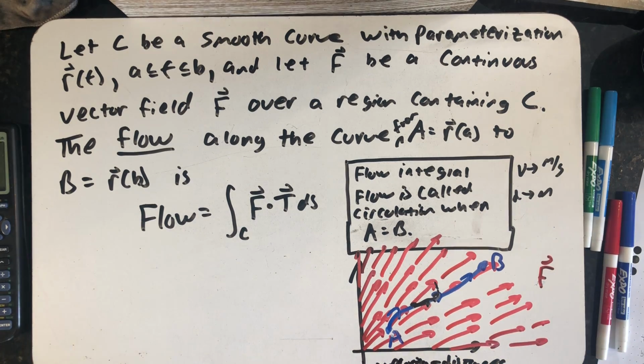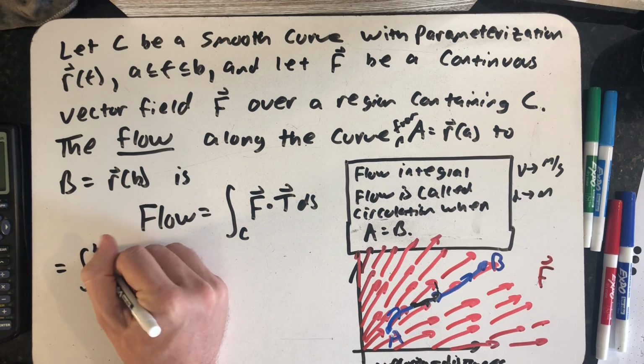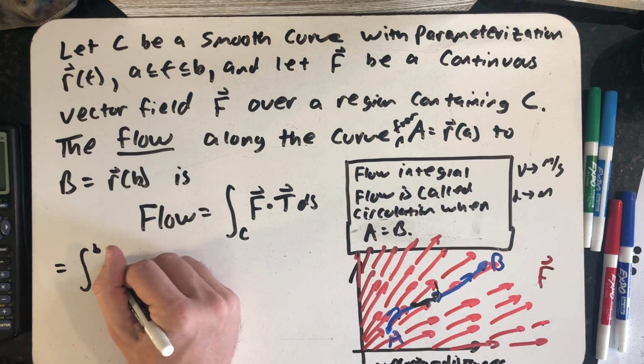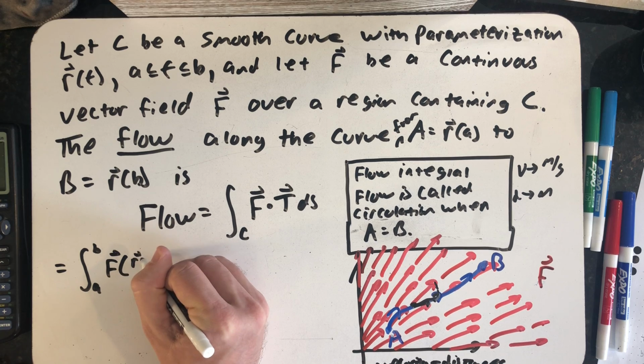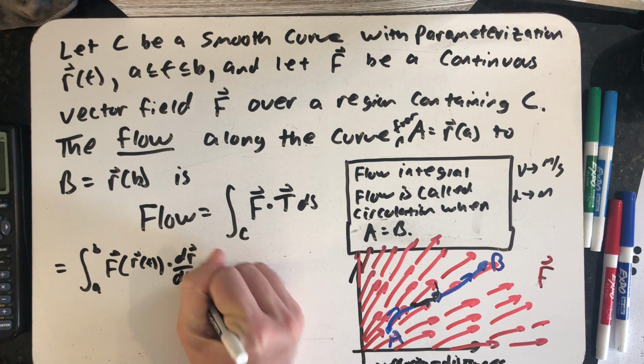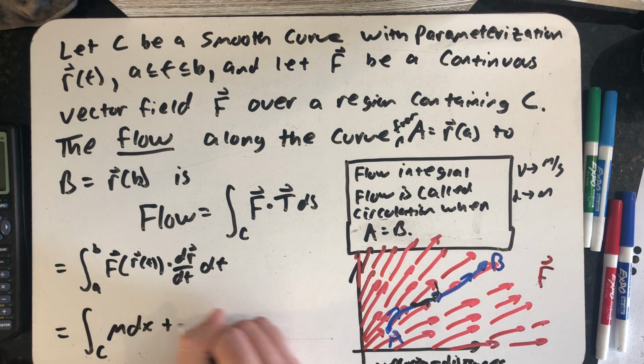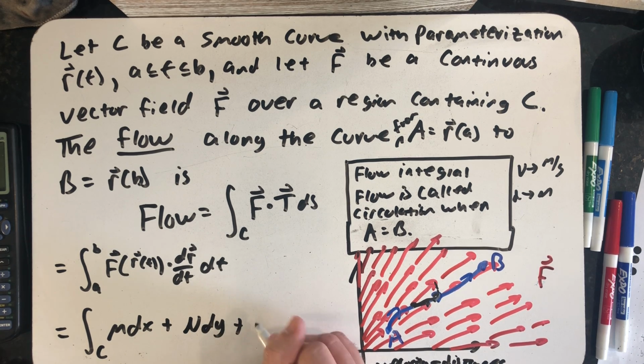Well, everything we know about these path integrals will still apply. In fact, all of the many, many different ways that we wrote down a path integral apply in this situation as well. And I'm only going to write two more down here. So f of r of t dot dr dt, and then M dx plus N dy plus P dz, where M, N, and P are the components of my vector field, those continuous scalar components of my vector field.